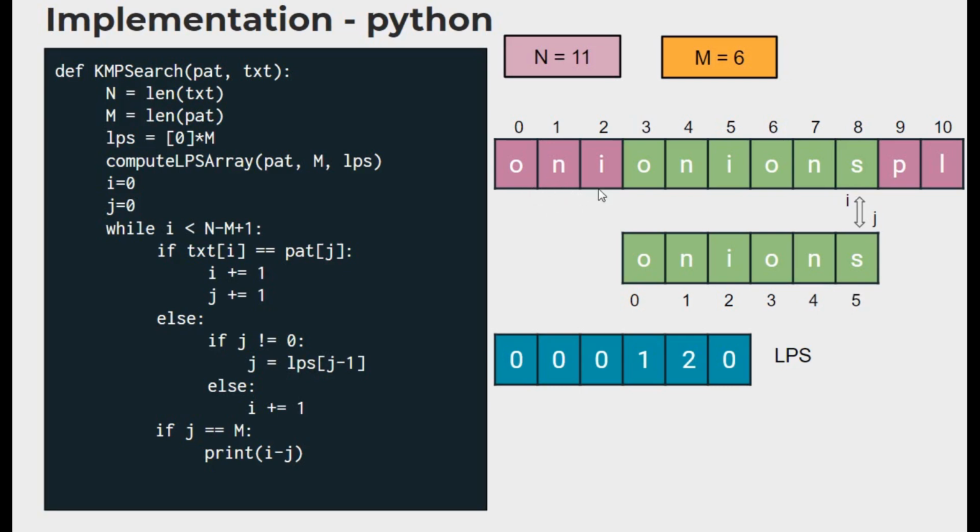If you want to continue searching for all the occurrences of the pattern in the text, we just have to reset j again to LPS of j minus 1, just like how we did here. We simply cannot search from this point. There might be some overlap here as well. That's why we reset j to LPS of j minus 1 and continue searching further till the end of the text input.